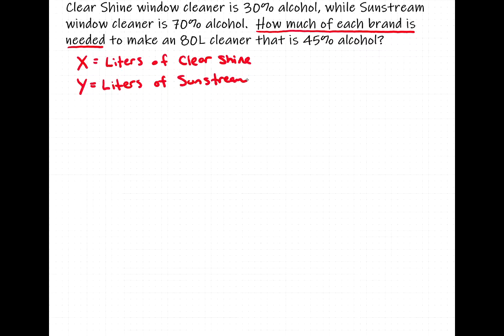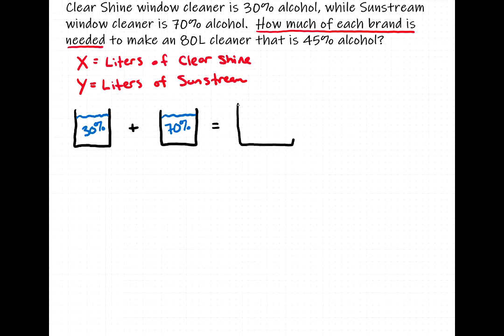So I like to think about these problems visually. I'm a visual learner, so whenever I can, I like to draw a picture or a diagram. So let's say this is some container. We're taking a container of the Clear Shine, and let's say there's some liquid in there. This first liquid is 30% alcohol, and this second liquid is 70% alcohol. And we're going to combine those two containers to end up with a mixture that is 45% alcohol.